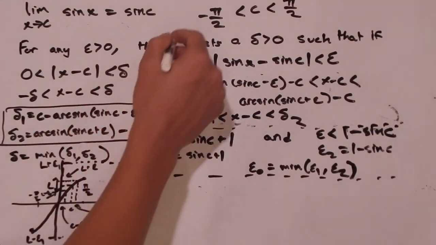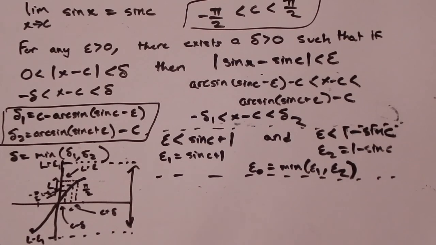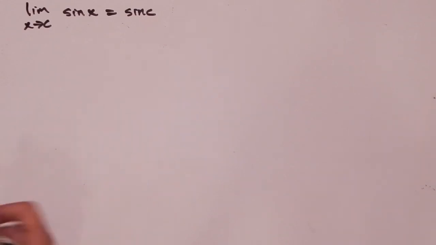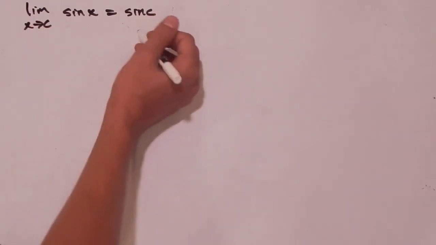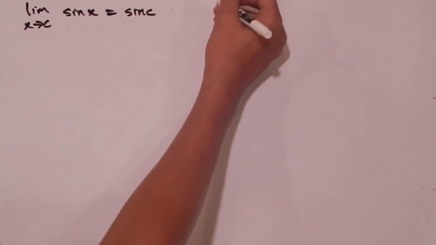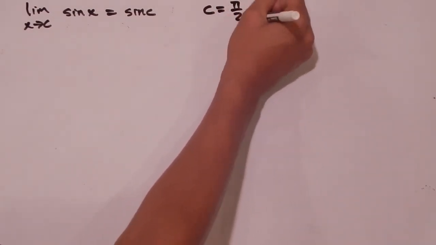And that is specifically when c is greater than negative pi over 2 but less than pi over 2. Now we're going to go ahead and try and expand that and make it so that it's true at pi over 2 and negative pi over 2 as well. All right, so we're going to continue on. Now we're trying to prove that the limit as x goes to c of sine of x is equal to sine of c, specifically when c is equal to pi over 2. So we're going to look at that case first.